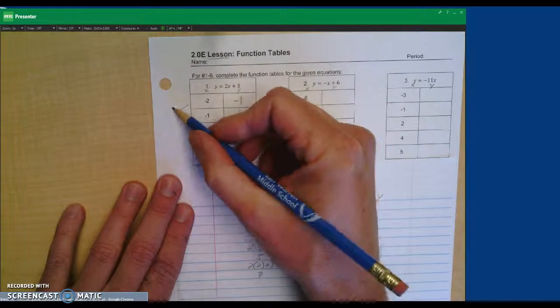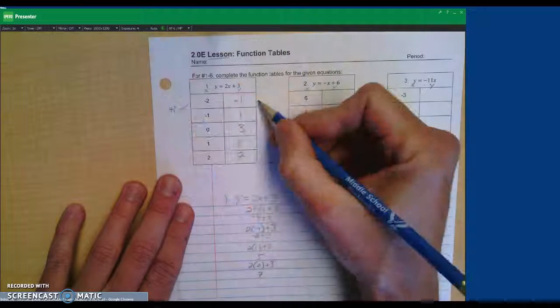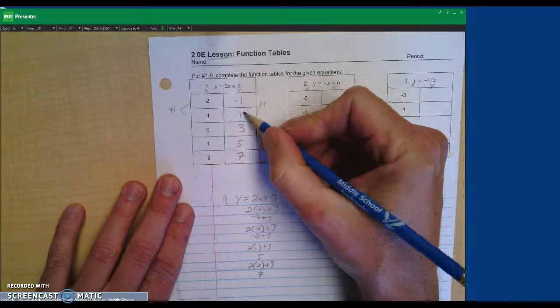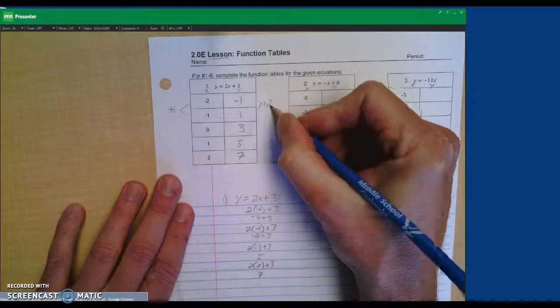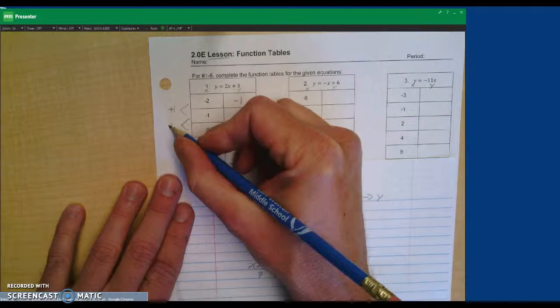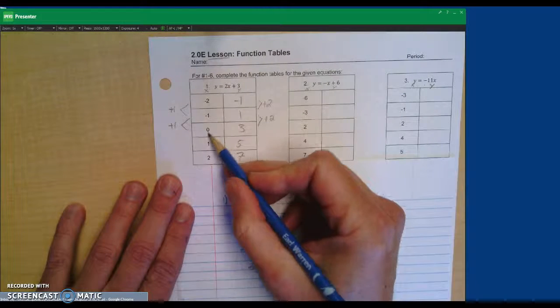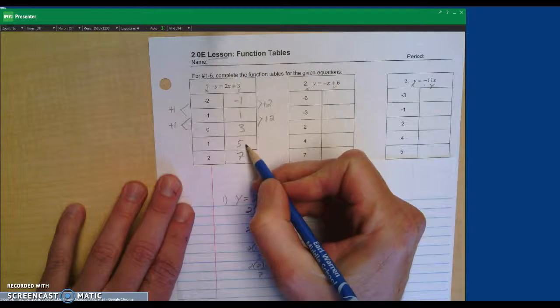And I do want you to notice that there's a pattern. See how these are going up by 1, and these are also going up by, not 1, but from here to here is a 2. Look, this goes up 1, this goes up 2. And it follows the pattern. Every time this goes up 1 higher, this goes 2 higher.